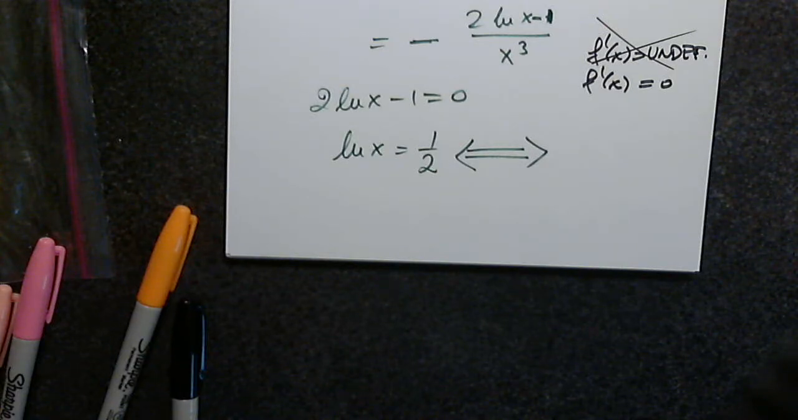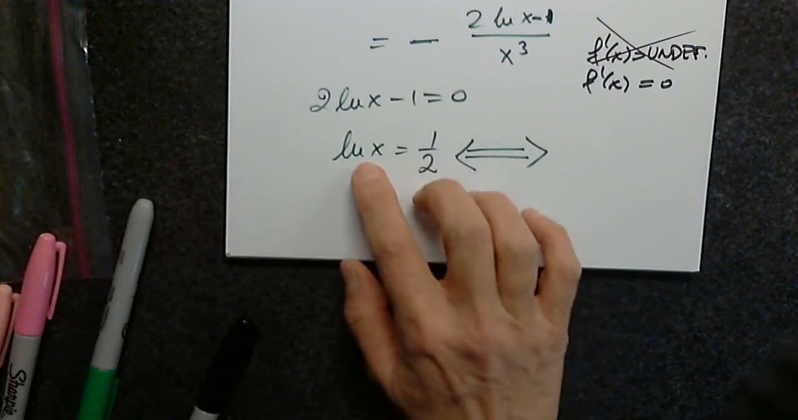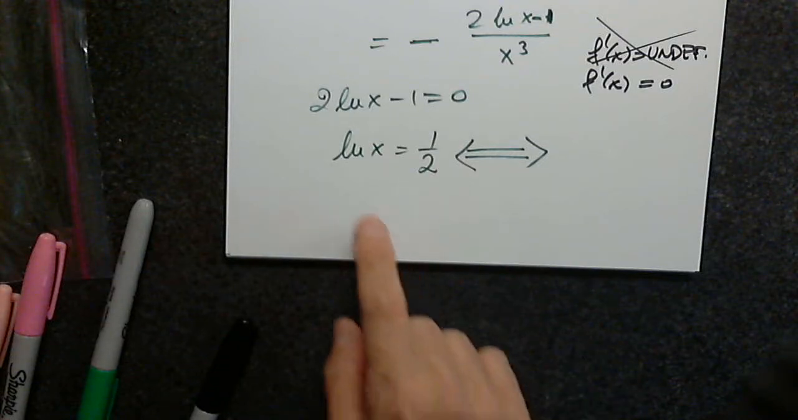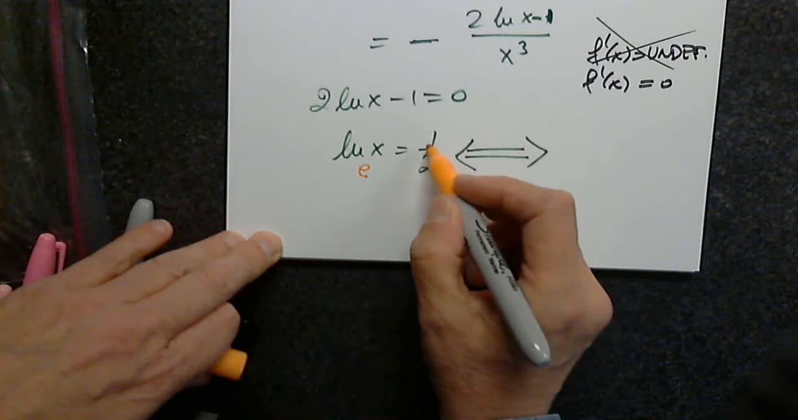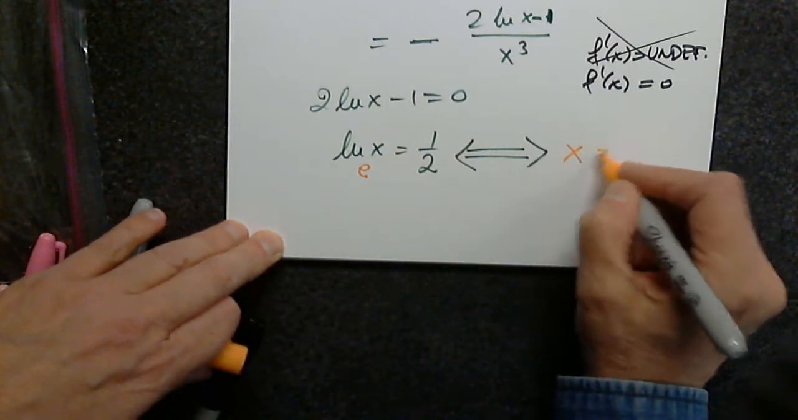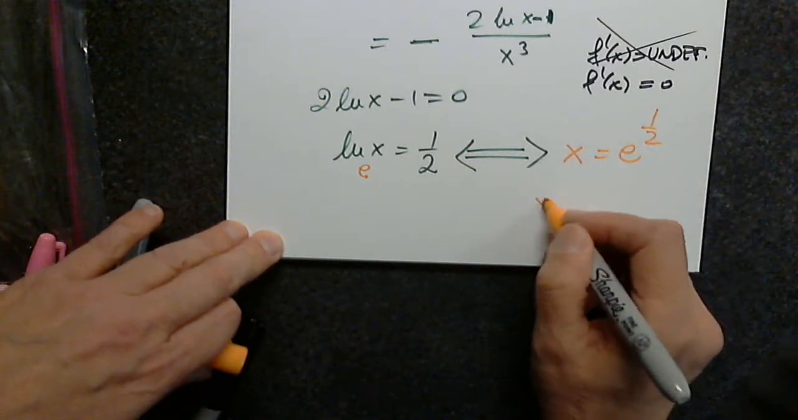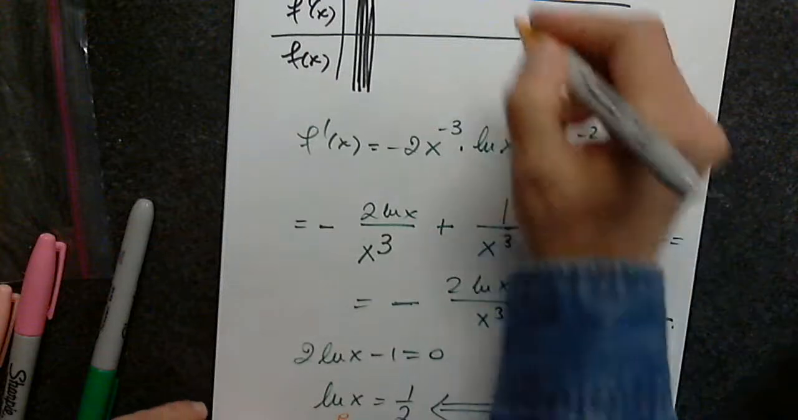So a log equation can be changed into an exponential, and an exponential can be changed into a log. How do I change this into an exponential? What is the base here? I don't see a base. E. Very good. E raised to 1/2 equals x, or x equals e to 1/2, or x equals the square root of e. Okay.